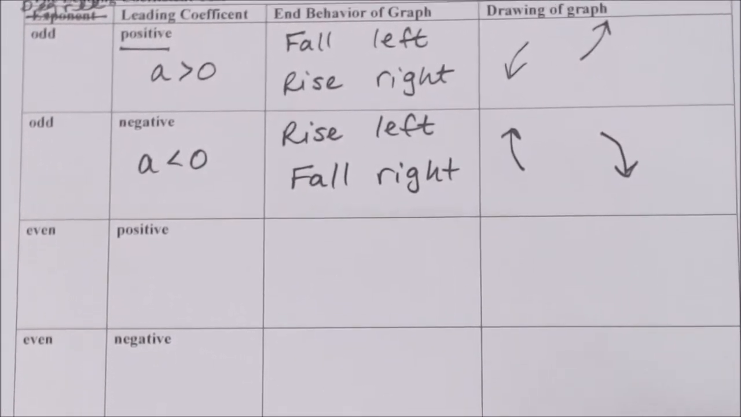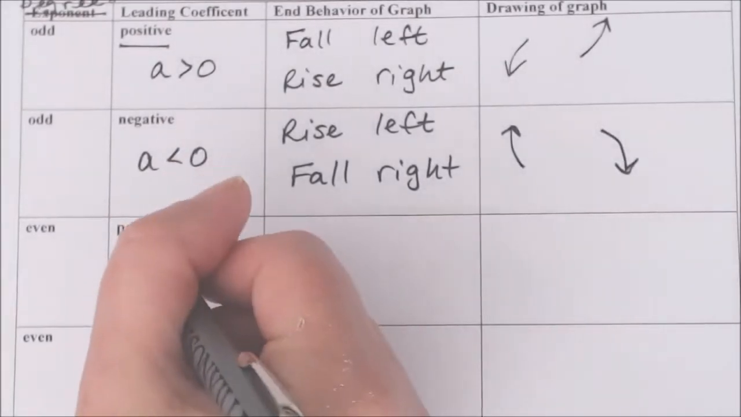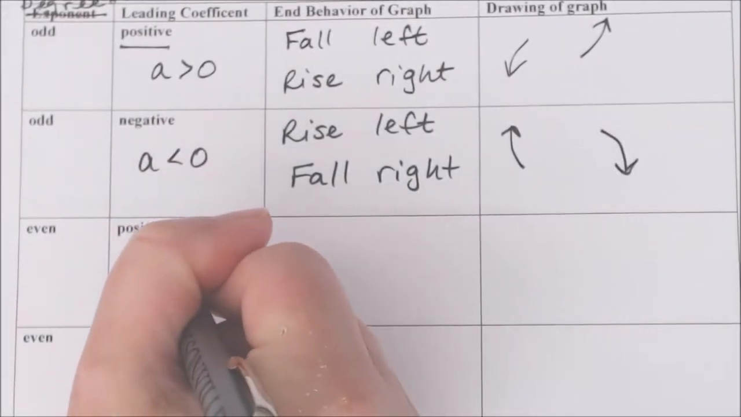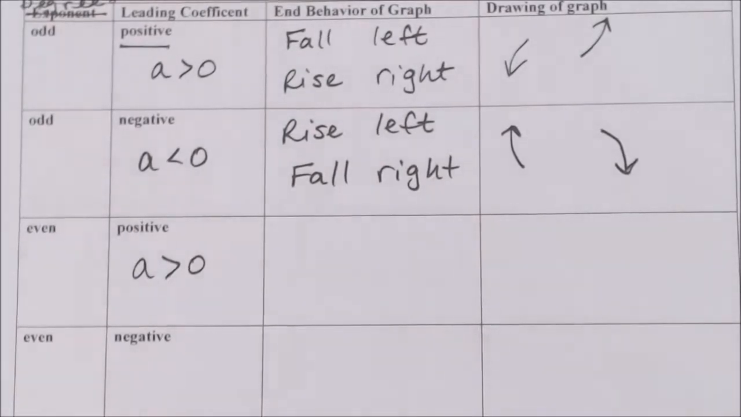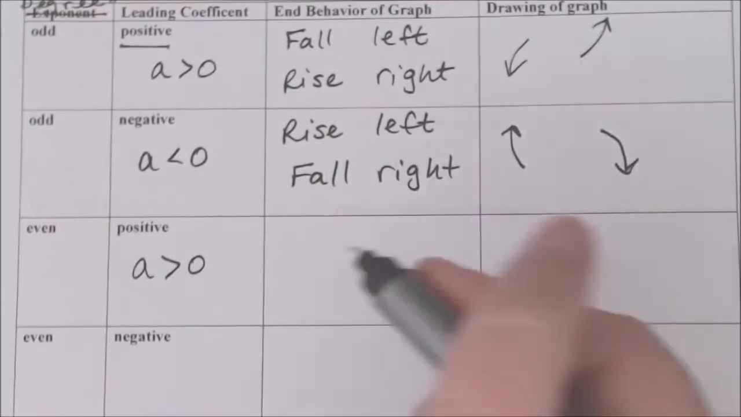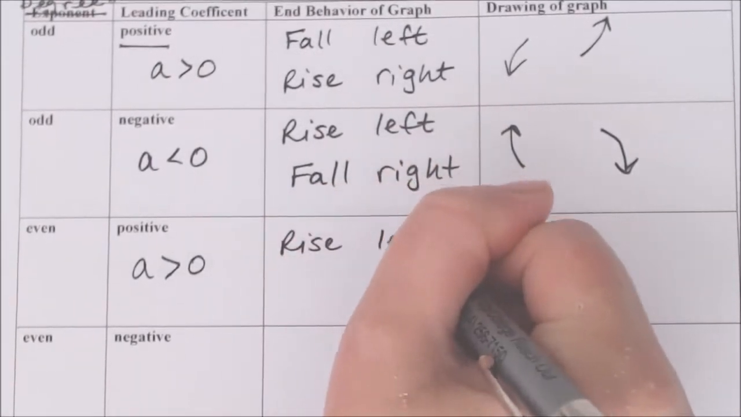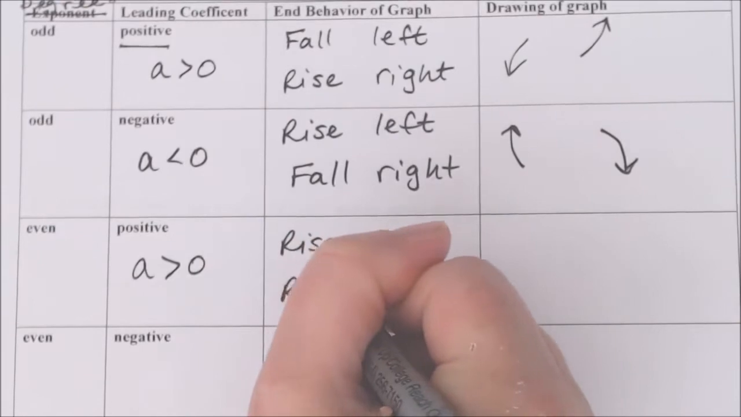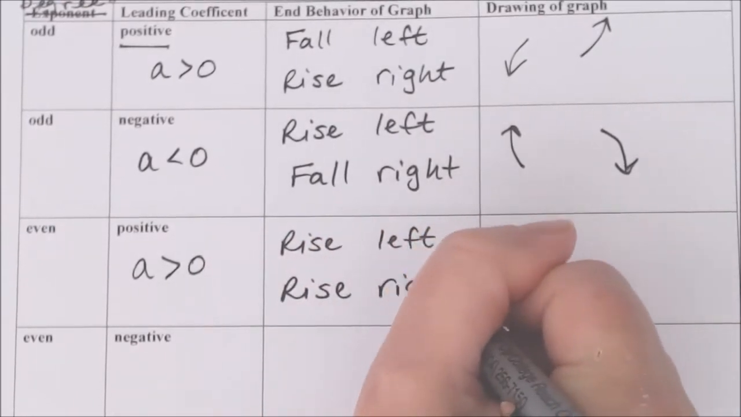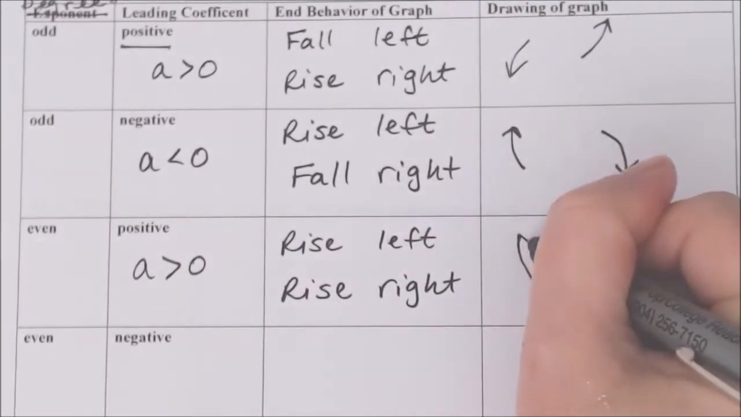Okay, if the degree is even and the leading coefficient is positive. So when I think even, I think sameness, nice, even things, same thing is happening. If the leading coefficient is positive, it's going to rise on the left and rise on the right.